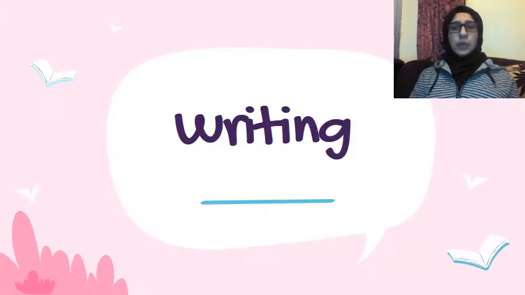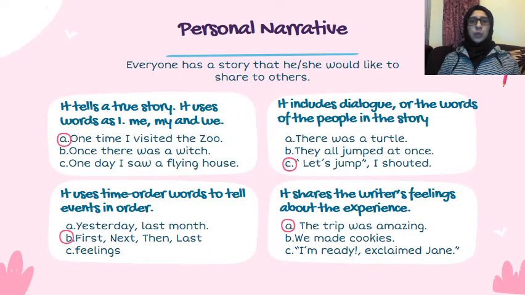Now we will move on to the writing part. What do we have in the writing? In the writing, we're going to write something called a personal narrative. You know, a personal narrative is a story that happened to you, something that happened to you. Everyone has a story that he or she would like to share with others.